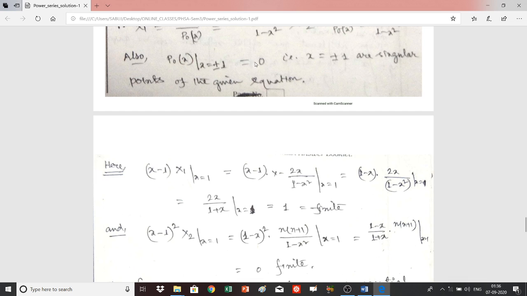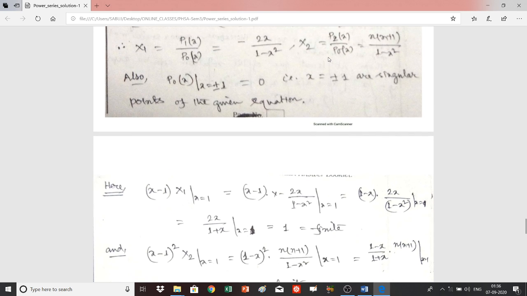Here we found that x is equal to 1. So (x minus 1) into X1 at x equal to a is equal to (x minus 1) into, you substitute here the value of X1. The value of X1 was minus 2x by (1 minus x squared) at x equal to plus 1. That is equal to, it can be written as (1 minus x), negative sign, and here another negative sign will come, which will become positive.